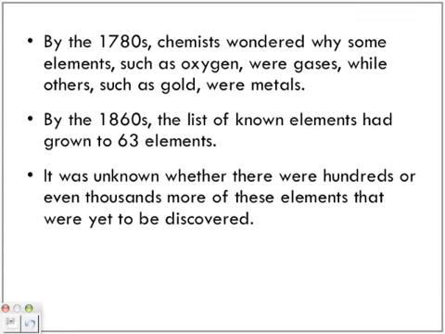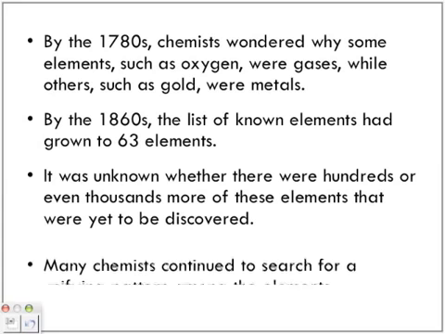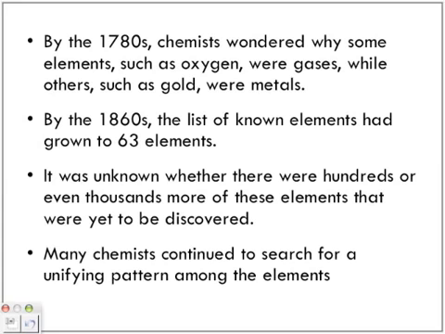It was unknown whether there were hundreds or even thousands more of these elements that were yet to be discovered. As is obvious, on the periodic table there are way more than 63 elements. So we know that there have been more. We don't know if there are even more that have yet to be discovered. Many chemists continued to search for a unifying pattern among the elements.